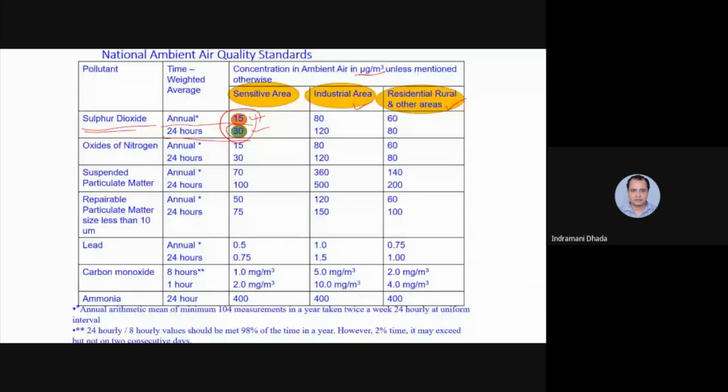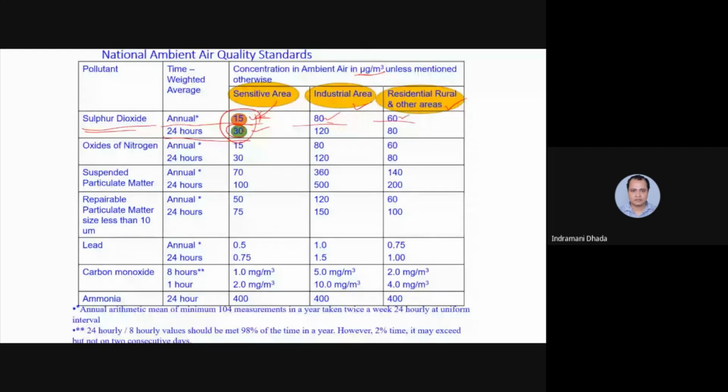And it is for sensitive areas like schools, or the public places, or the reserve area, or any such reserve forest. And for industrial area the annual average is 80. And you can see for residential it is 60.